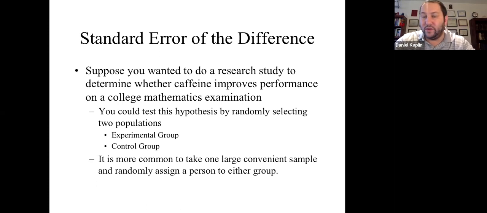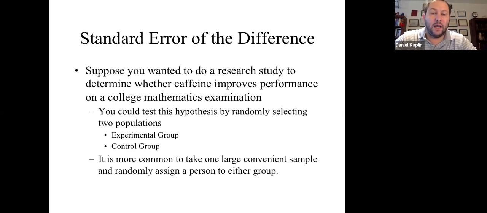Suppose we wanted to do a research study to determine whether caffeine improves performance on math exams. So you could test this hypothesis by randomly selecting two populations. So one population would be the experimental group. They would receive the caffeine. And then one population would be the control group, and they would just be there to serve as a comparison.